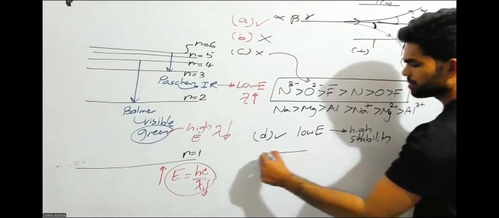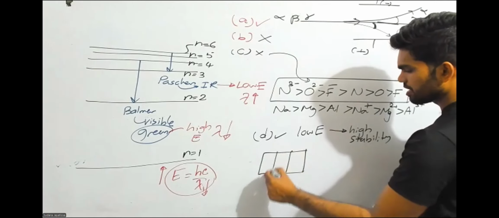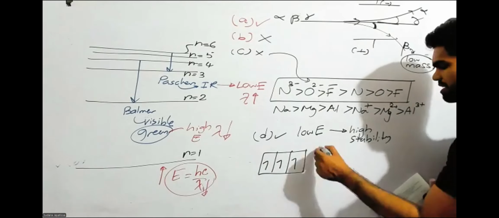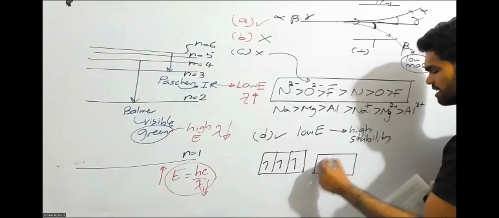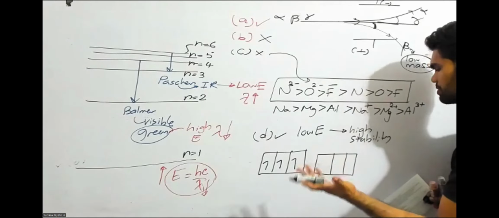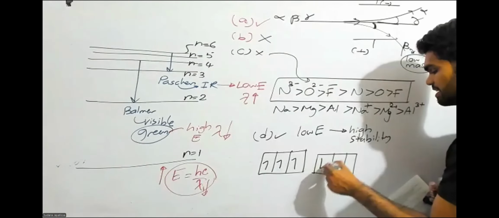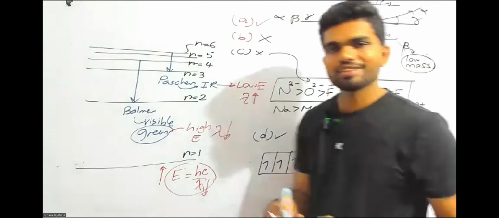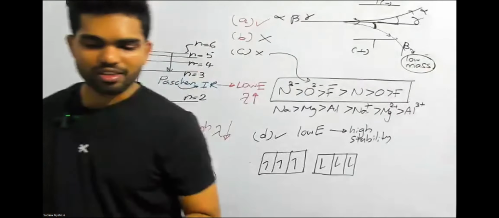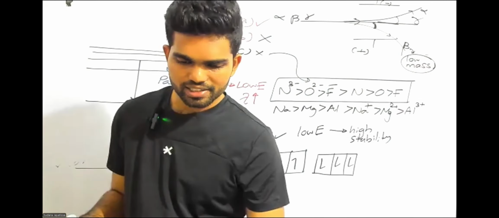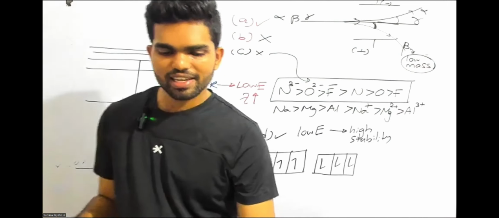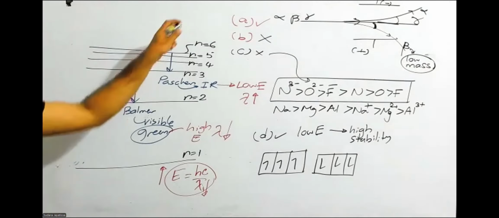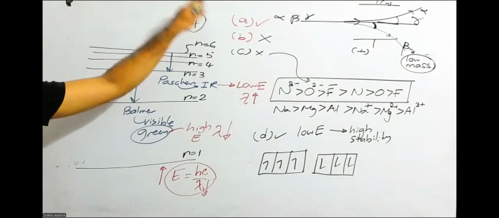Then according to, remember whose rule? According to Hund's rule, we know if there are 3 electrons in the p sub energy level, they should have the spin in the same direction. So then it is stable. Understood? It is stable. So the answer is A and D. A and D are correct. Okay, so that means answer 4.